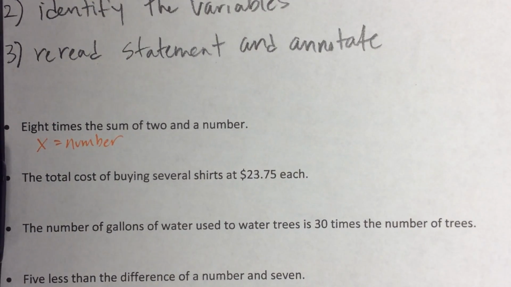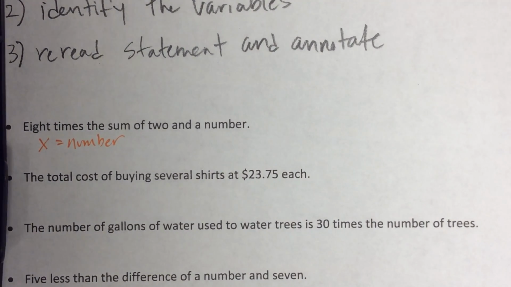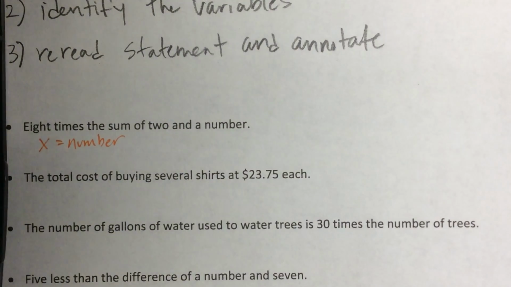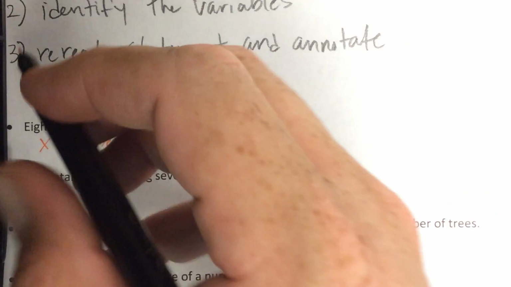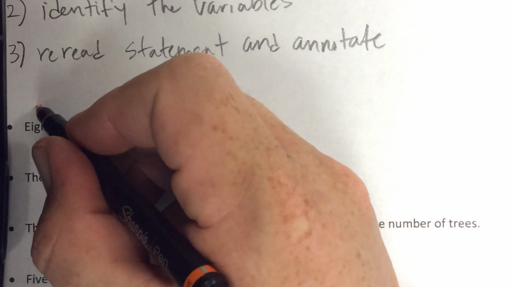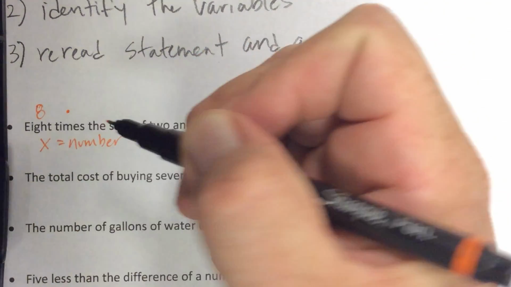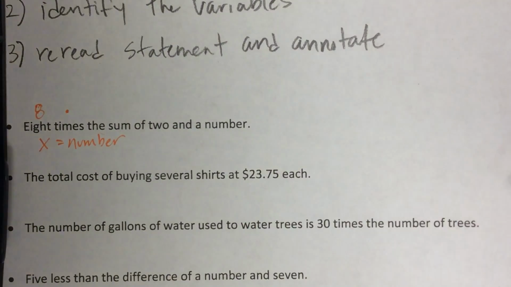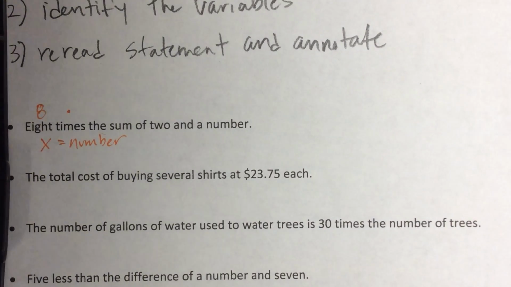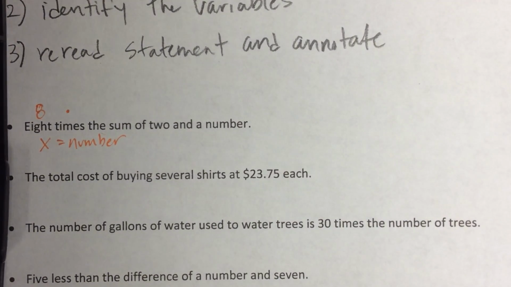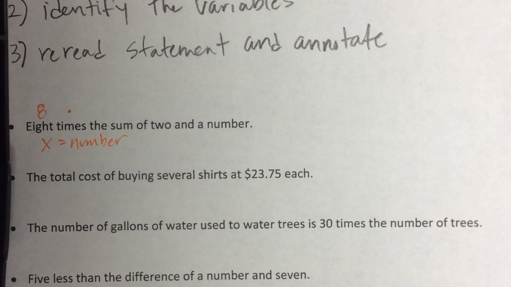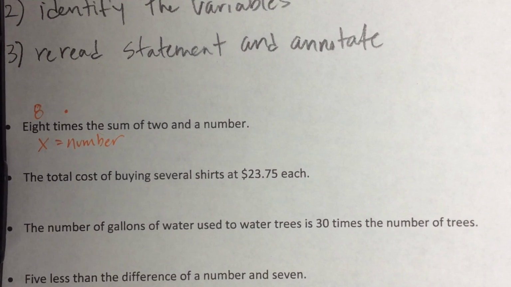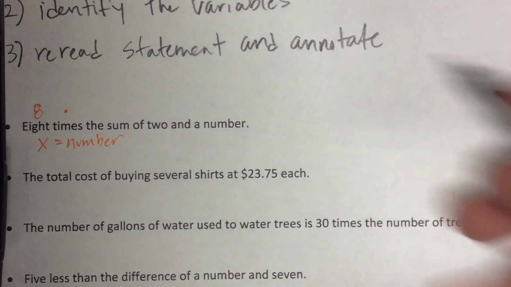Now that my variable has been identified, I'm going to reread it and annotate as I do that. So the first thing would be 8, which is a number. Times means to multiply, so I put a little dot to remind me. The sum of. Does anybody remember what the sum of or the difference of or the product of, when we have the blank of, what does that mean that we're going to be putting in the problem? We're going to be using parentheses, yes.